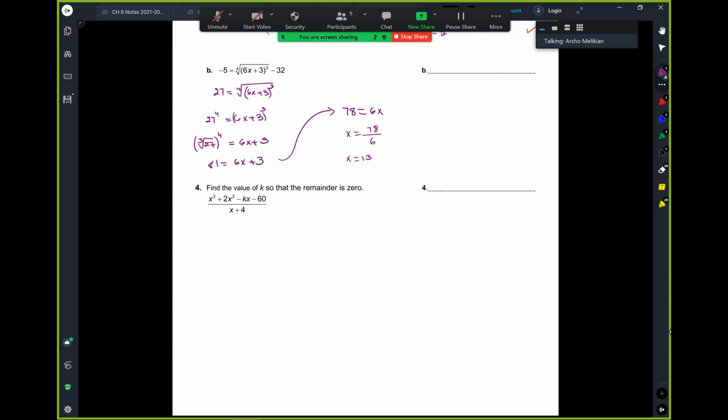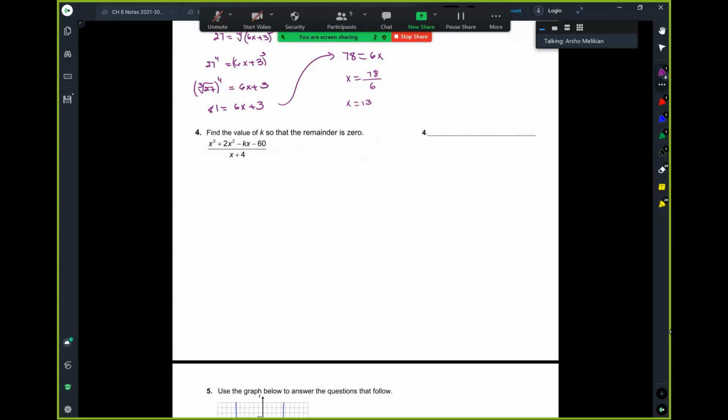All right, so x is 13. Okay, so you should check, right? Because this is a 4th root. But I believe this is going to work out. Okay?